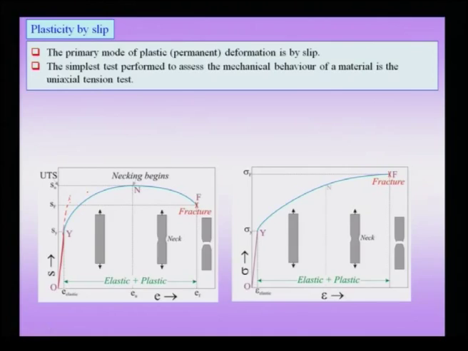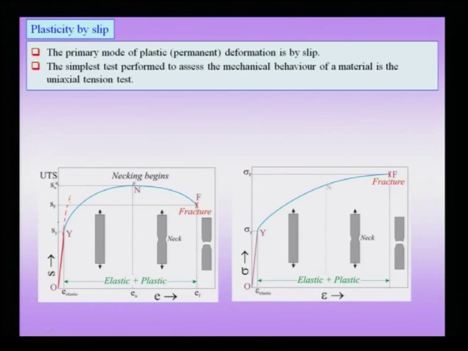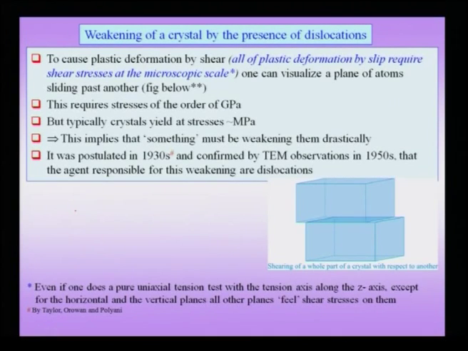And we wanted to understand how this slip takes place and what is weakening the crystal, which is in fact trying to stop this curve from going upward. That means the material at, for instance, a strain of this much is not this strong, but is actually weaker by this amount. So at the heart of this is the weakening of the crystal in the presence of dislocations.